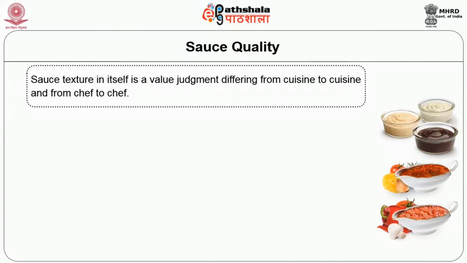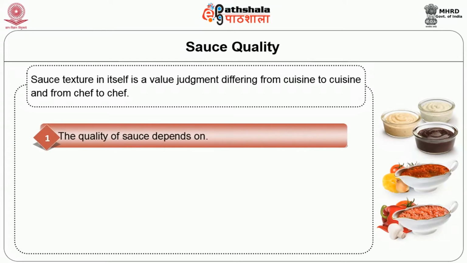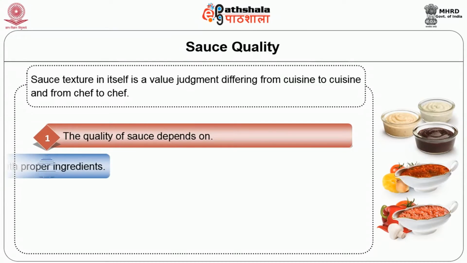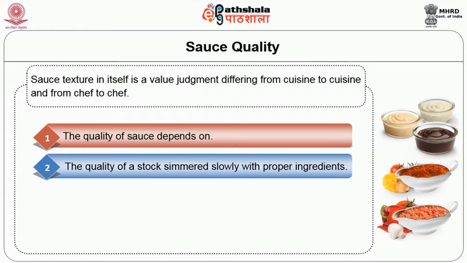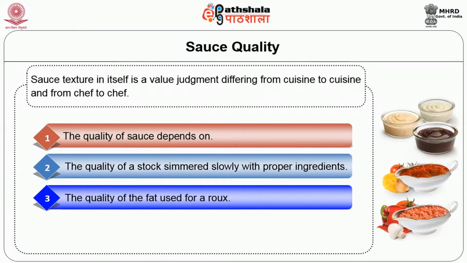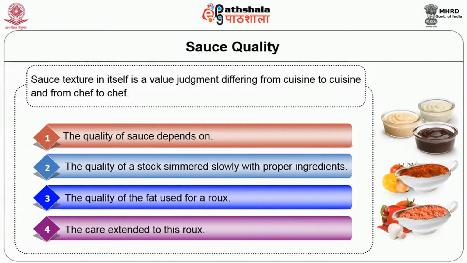Sauce texture itself is a value judgment, differing from cuisine to cuisine and from chef to chef. It must be understood that 2 quarts of sauce simmering in a saucepan for 5 minutes will have a different texture than 2 quarts of sauce simmering for 5 minutes in a 9-inch tapered saucepan. So there is a difference between these two. The quality of the sauce depends on the quality of the stock simmered slowly with the proper ingredients, the quality of the fat used for the preparation, and the care extended to the roux.